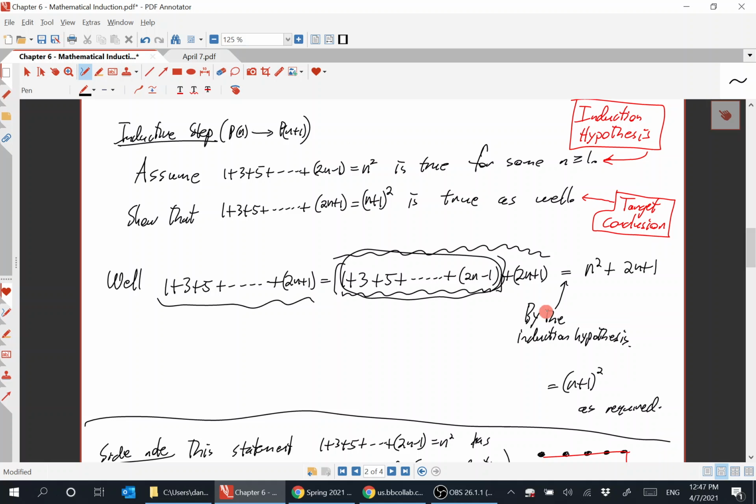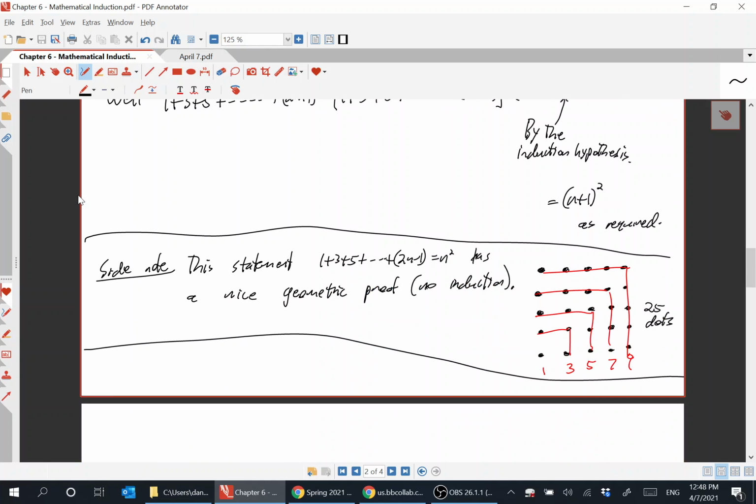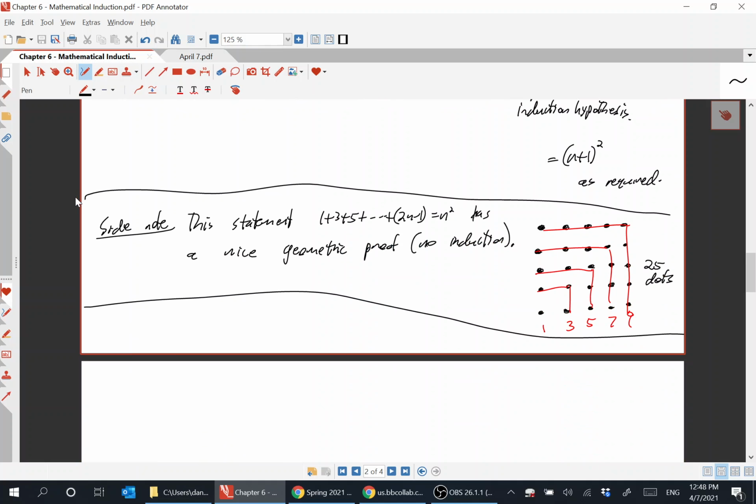So this expression is equal to n squared plus 2n plus 1 because we assumed that this is equal to n squared right here. What is that thing called? The induction hypothesis. Okay, so that's equal to n squared plus 2n plus 1, which is equal to n plus 1 squared, and we're done. That's what we wanted. Nice first application of the first principle of mathematical induction.